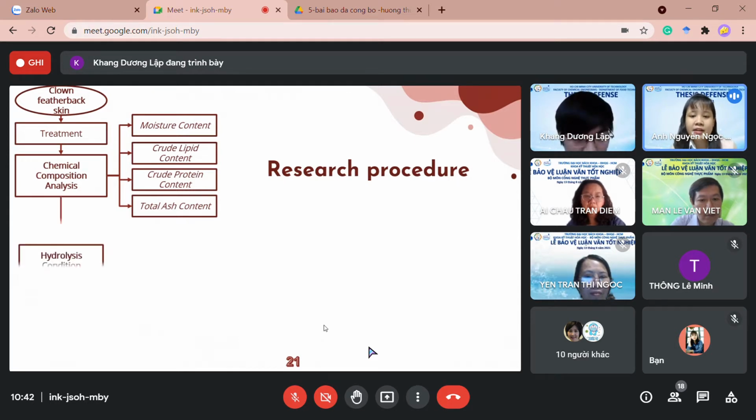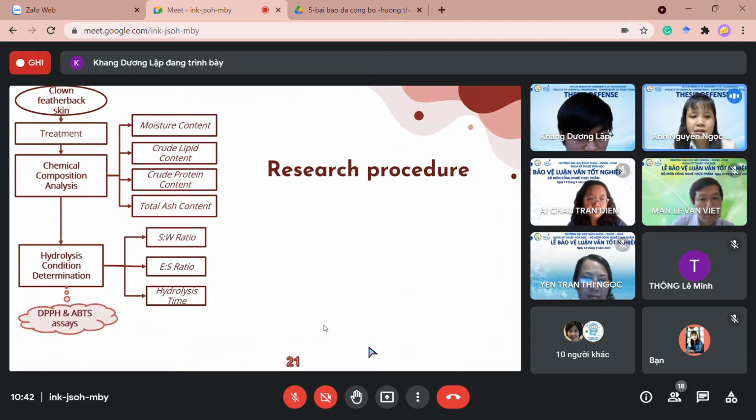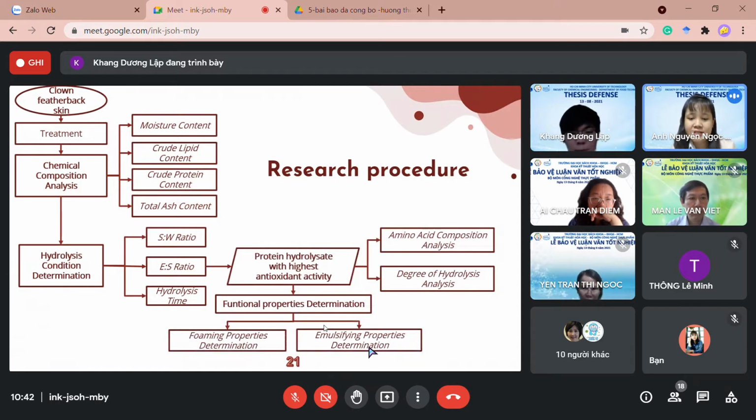content. Then we determine the hydrolysis condition via substrate to water ratio, enzyme to substrate ratio, and hydrolysis time by two methods, DPPH and ABTS scavenging, to obtain the hydrolysate with highest antioxidant activity.